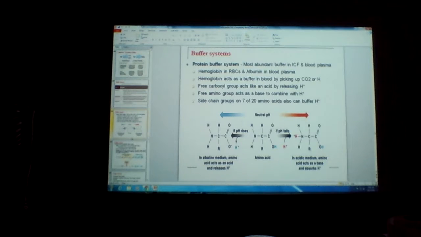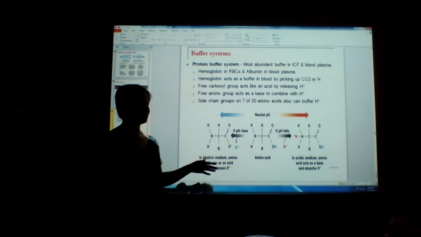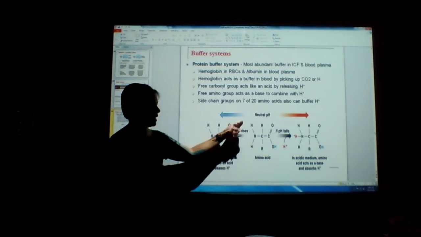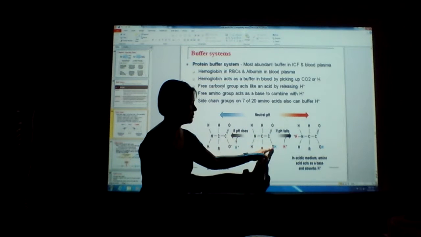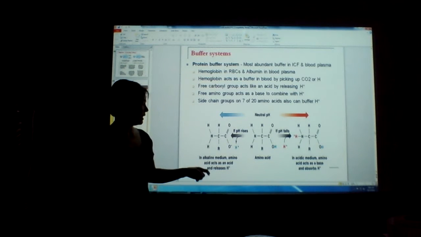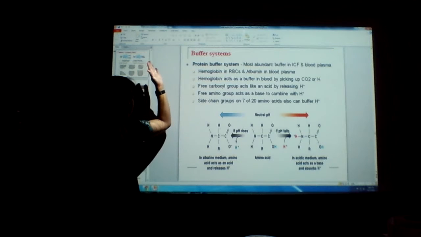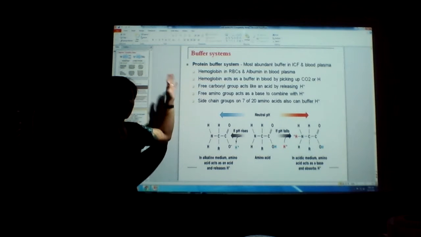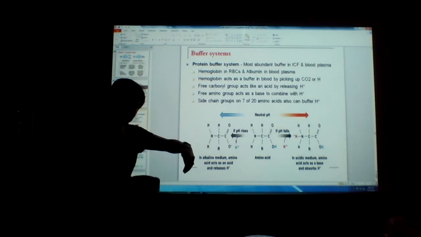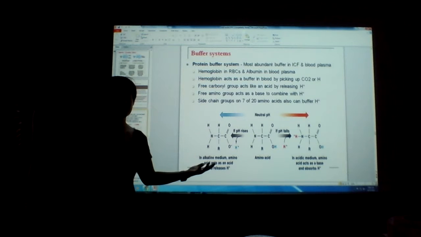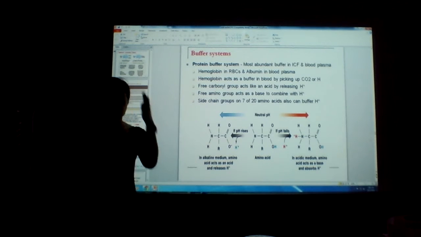So let's look at this one. Like the amino acid. You're not going to be asked how this happens, but look, there's your amino acid, there's the amino group, and then there's the acid group. So in alkaline medium, the amino acid acts as an acid. It can be acid if the pH is high. And then if the pH is low, it can act as a base. That's what it means to neutralize on its way out.